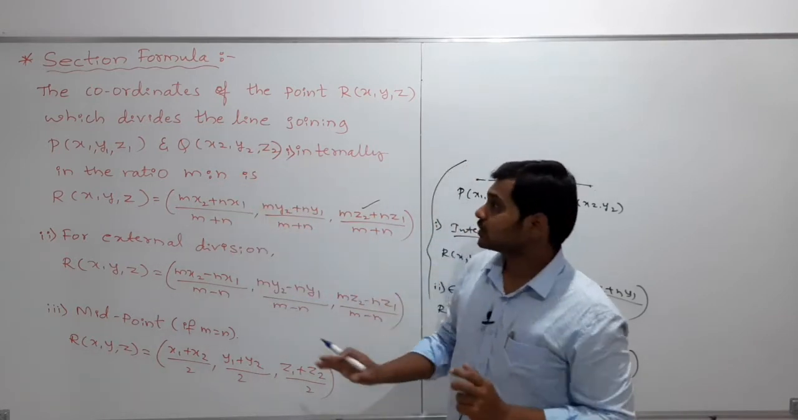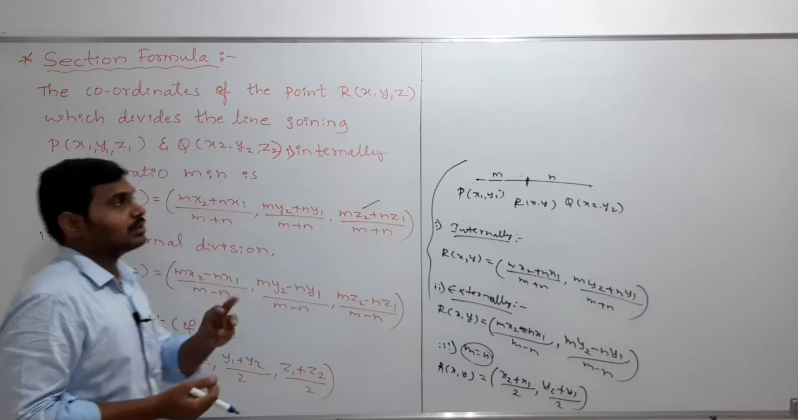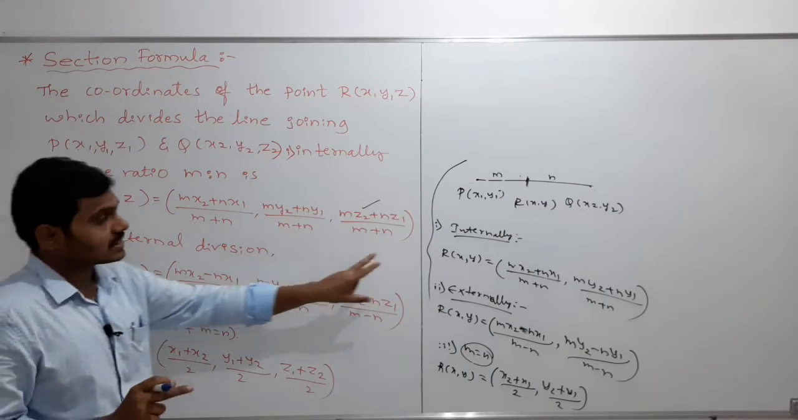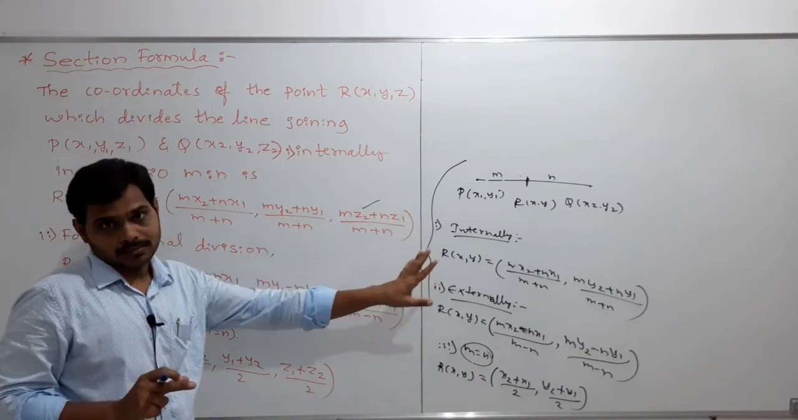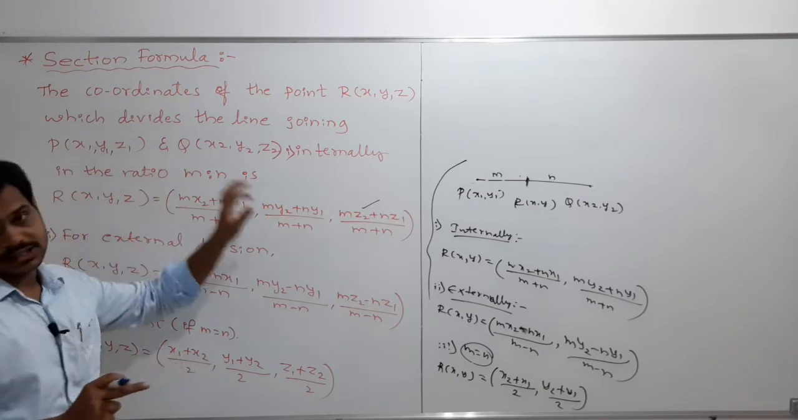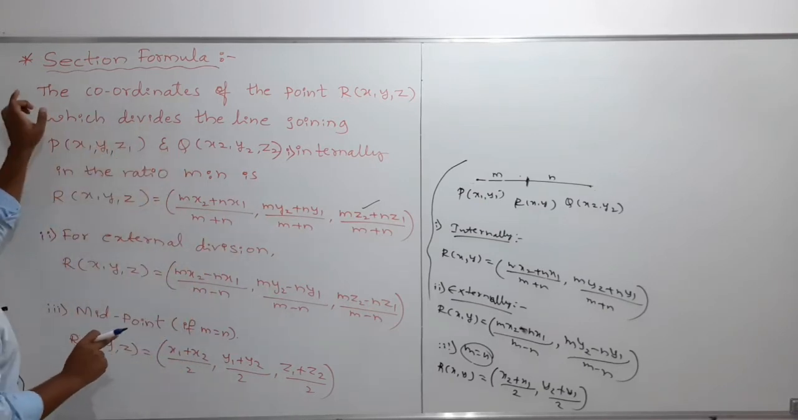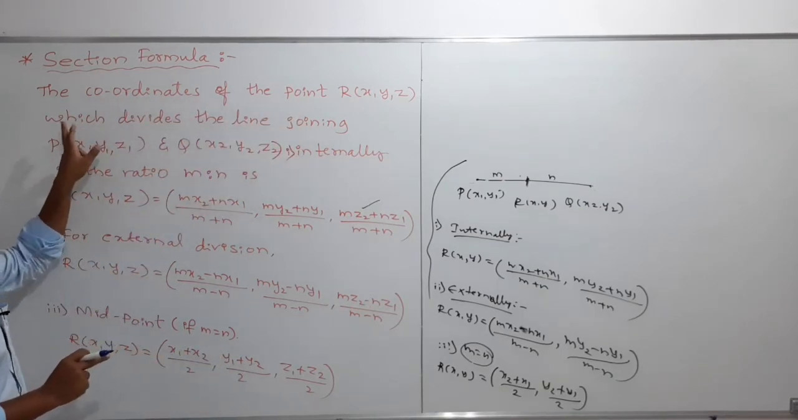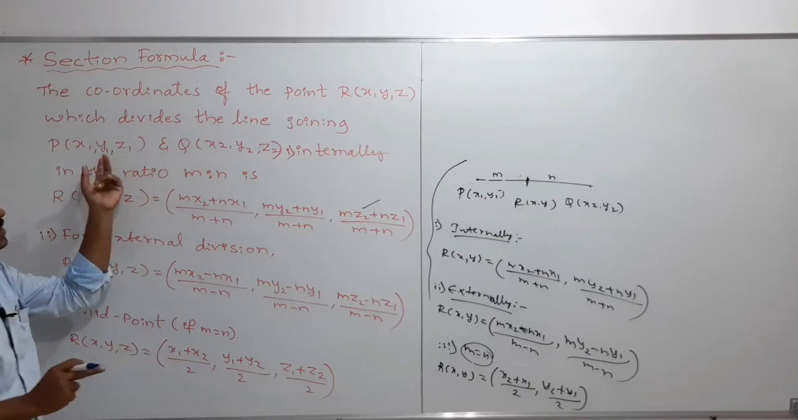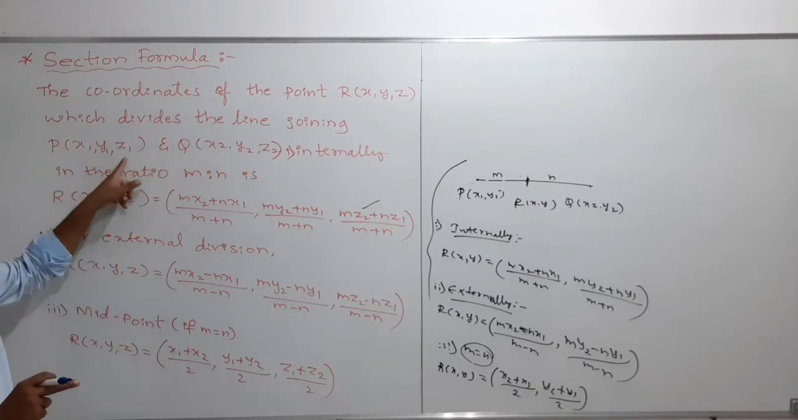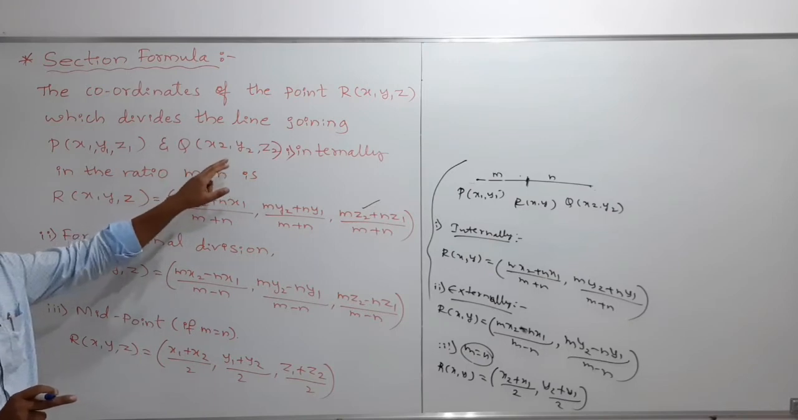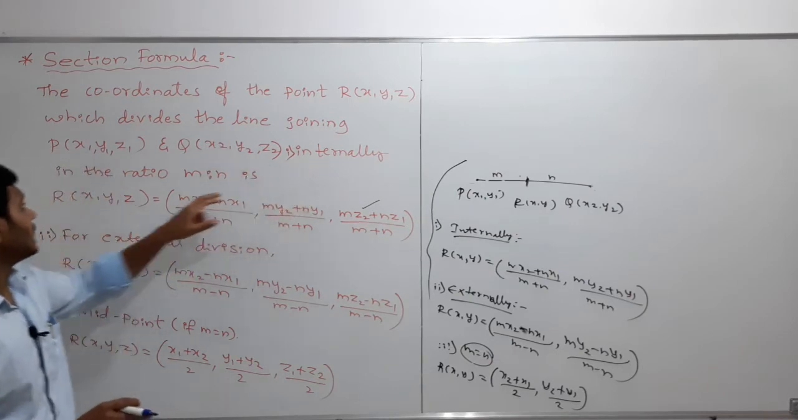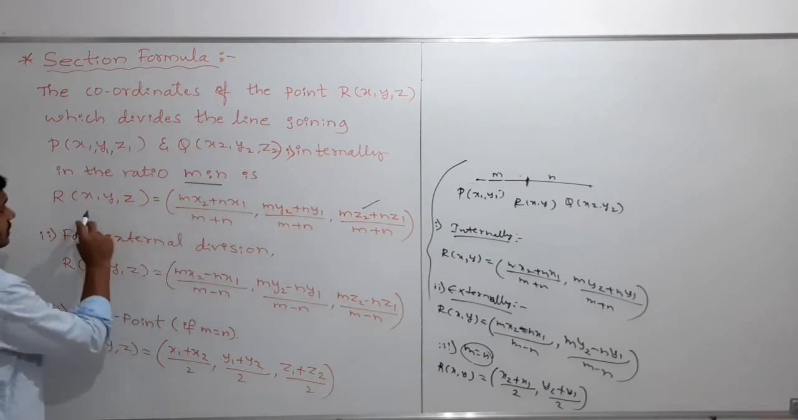So therefore, my dear students, remember here it is the section formula in three-dimensional. The entire concept is similar, only the difference is that there we take x and y, but here we take x, y, z. Clear? Now read this. Section formula: the coordinates of the point R of x comma y comma z which divides the line joining the two points P of x1 comma y1 comma z1 and Q of x2 comma y2 comma z2 internally in the ratio m to n. So what is the formula here?